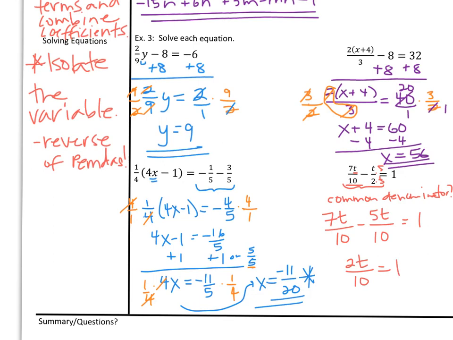To get t by itself, there's our reciprocal again. If we multiply by 10 over 2, the 2's cancel and the 10's cancel. t would equal 1 times 10 over 2, and 10 divided by 2 is 5.